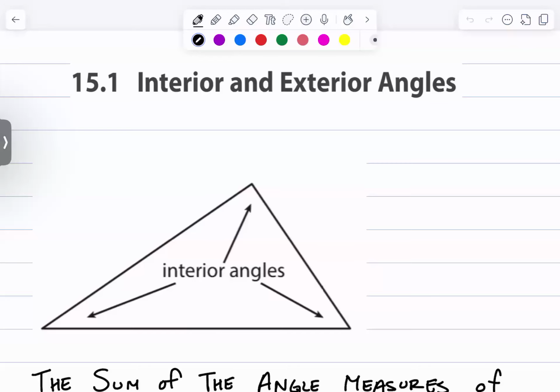Welcome everyone. This is 15.1 on interior and exterior angles. And for the first part, we are looking at a triangle. Okay? So the interior angles of a triangle are the angles that are created on the inside of the triangle. Okay, those are the interior angles.